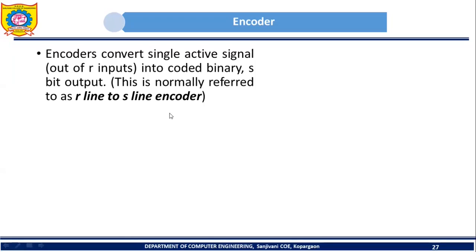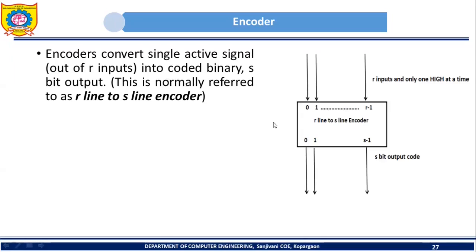Let's try to understand the working of an encoder with the help of a block diagram and a truth table. This is the block diagram of an encoder. In this block diagram you can see that there are R inputs and S outputs. That's why this encoder can be called an R-line to S-line encoder. An encoder has a number of input lines, only one of which is activated at a given time, and it produces an S-bit output code depending on which input is activated.